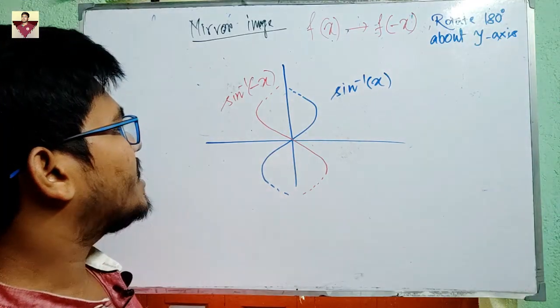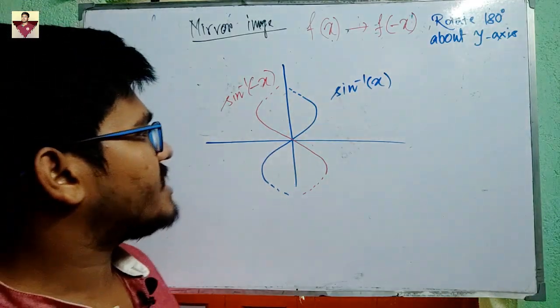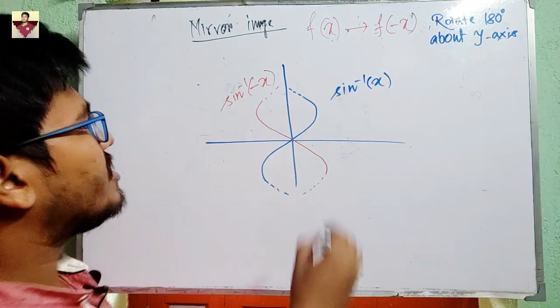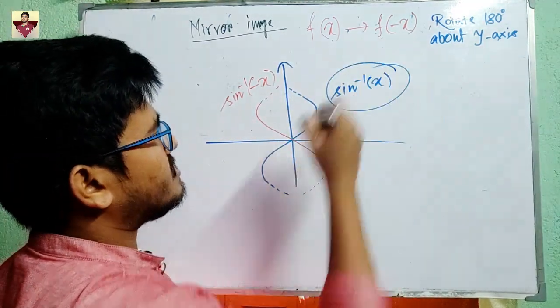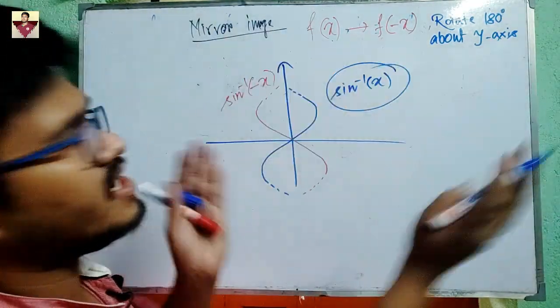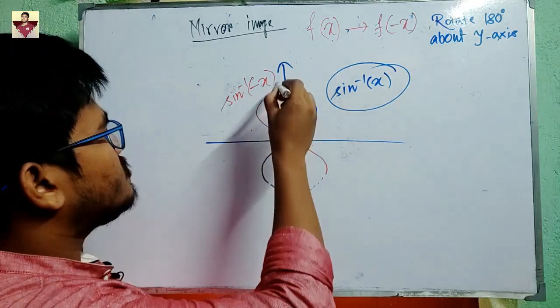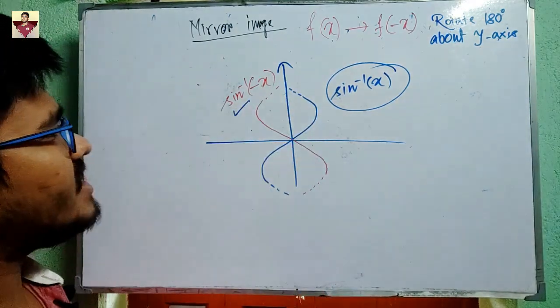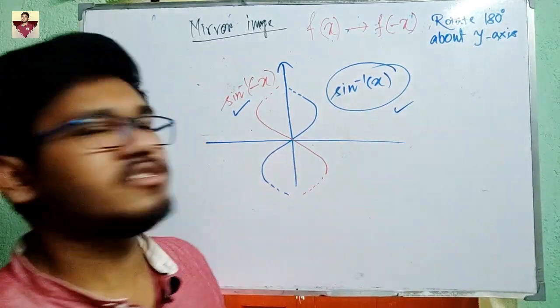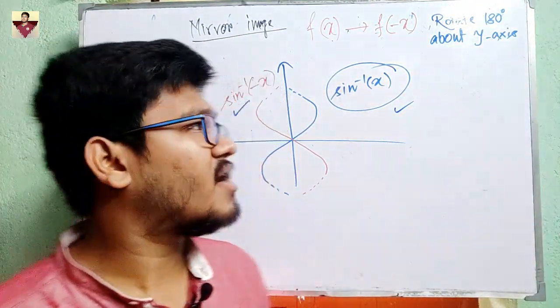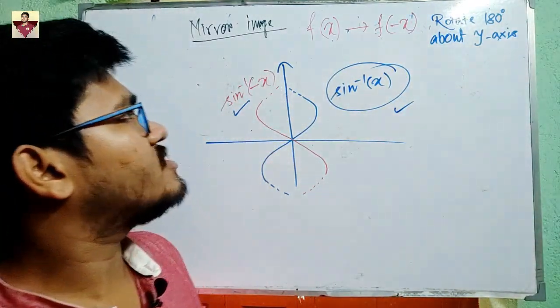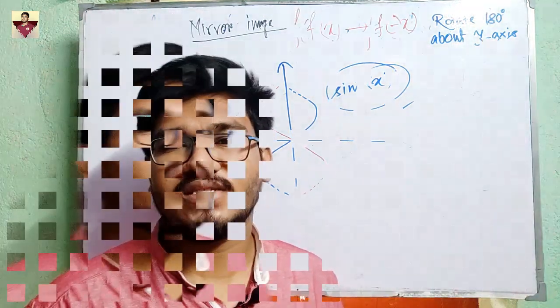Inverse of x, then if you want to plot sine inverse of minus x, then it will be exactly the mirror image of sine inverse of x about the y-axis. Or you can think as if you have rotated it 180 degree about the y-axis. So this is the graph for sine inverse of minus x, and this is for sine inverse of x. So there are many more examples of how to realize this mirror image when x goes to minus x.